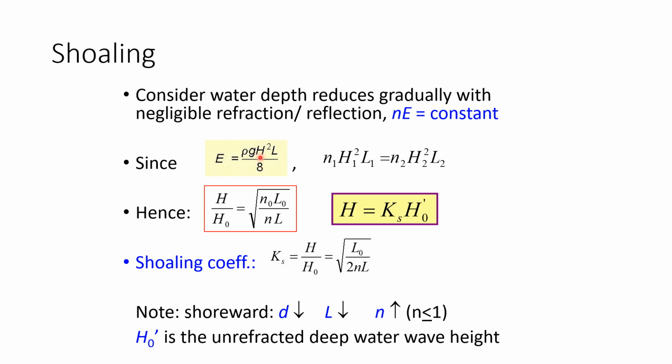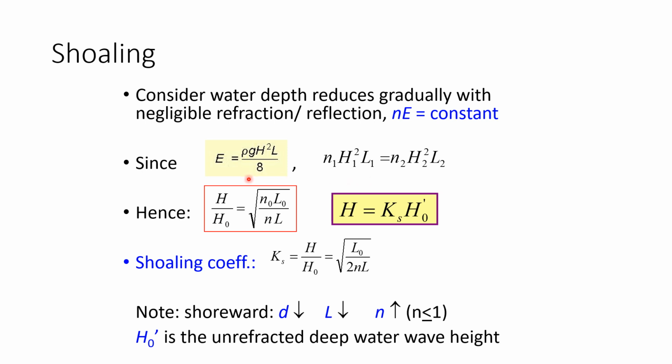So N times E, given by this expression at location 1, should always be the same as N times E at location 2. And since rho g and 8 are the same on both sides of the equation, they cancel out. That's why we are left with only this expression, which tells us that N1 H1 squared times L1 is always equal to N2 H2 squared times L2. 1 refers to one location, 2 refers to another location.